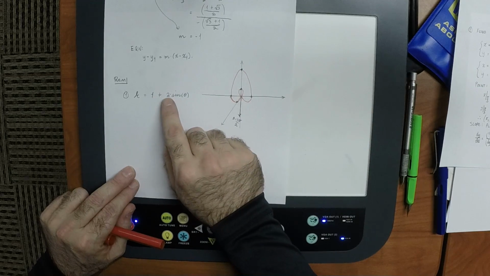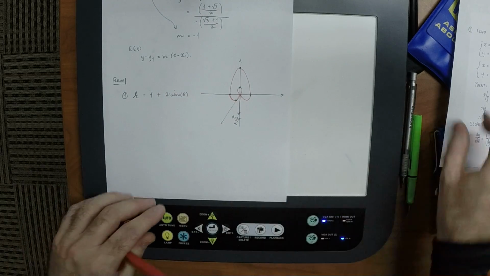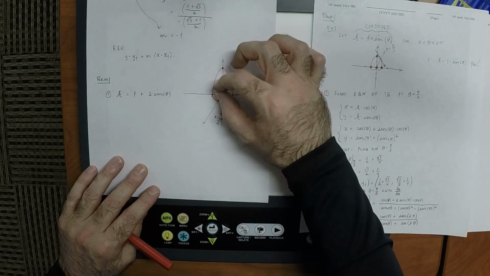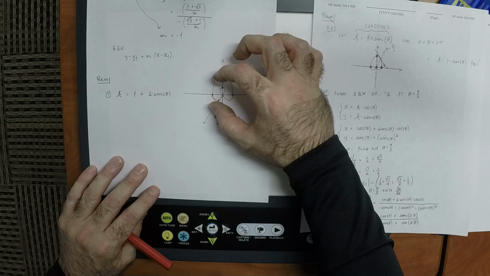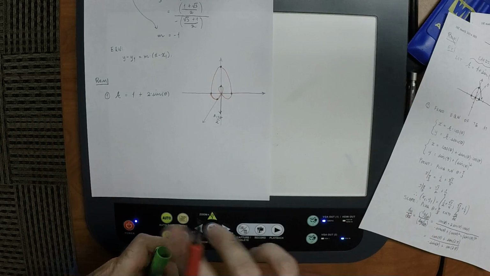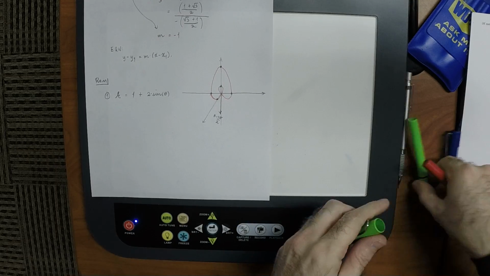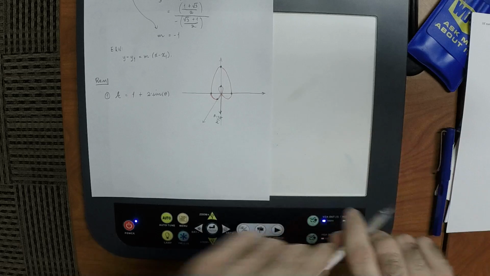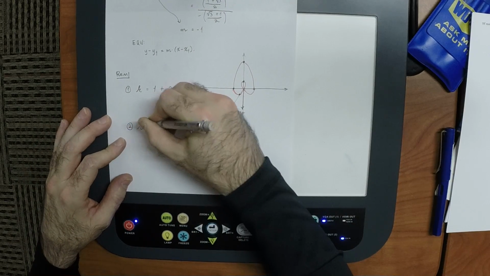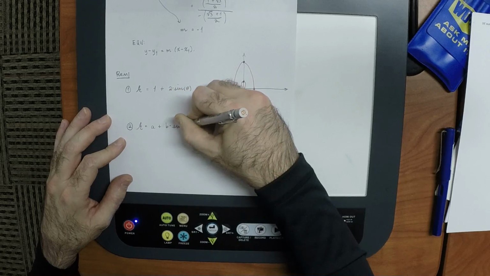And as you squeeze the 2 closer and closer to 1, when it finally becomes 1, it becomes pointy like that one. But if you make the 2 bigger, then this loop can be even bigger. Interesting. So generally the form of these is the following: r can be A plus B multiplied by the sine of theta.